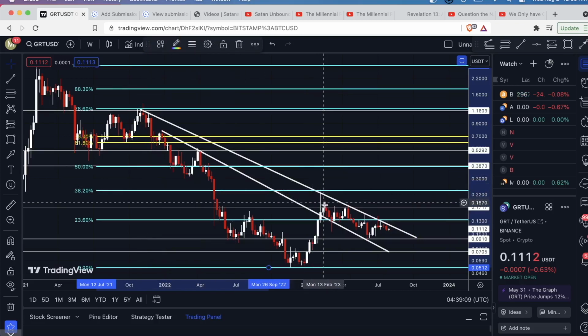38.2, which already rejected the price. So we know that's valid. And this 50% lines up, it literally covers the horizontal support resistance line that we drew. So again, that's around 38, 39 cents. So a very significant level right here. The price has responded to this level and we have confluence with the 50%.